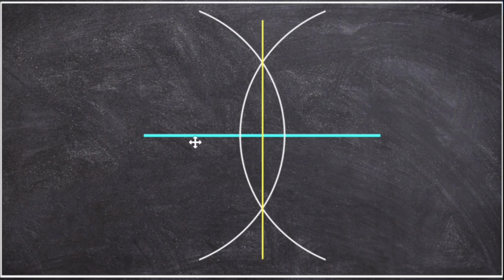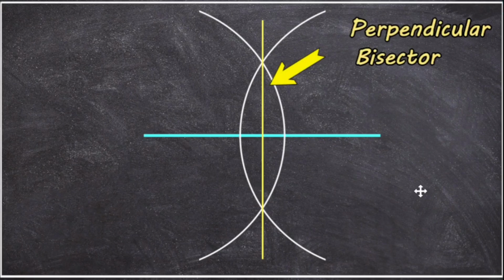that line will be perpendicular to the blue line and will also bisect the blue line, and so we call that line a perpendicular bisector. Now we could check that the line is perpendicular by using a protractor or some other instrument, and we could check that it bisects the blue line by using a ruler. But I want to show you, without the use of any type of measuring instrument, that from this process we do in fact get a perpendicular bisector.